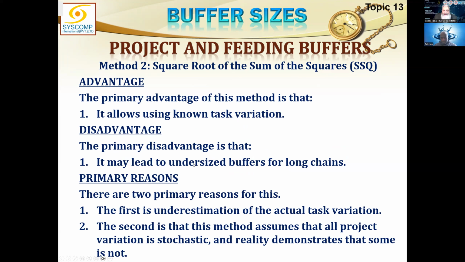The disadvantage is it may lead to undersized buffers for long chains. As in the previous method, we had a long buffer. In this case, we may have a very small buffer. So the smaller the buffer, the smaller is your flexibility. There are two primary reasons for this. First is underestimation of the actual task variation. Second is that this method assumes that all project variation is stochastic, and reality demonstrates that some is not.